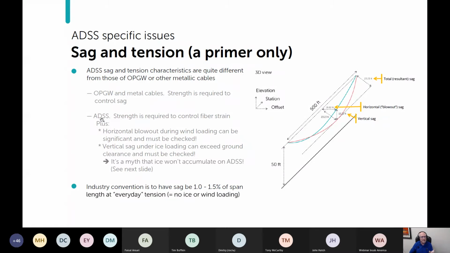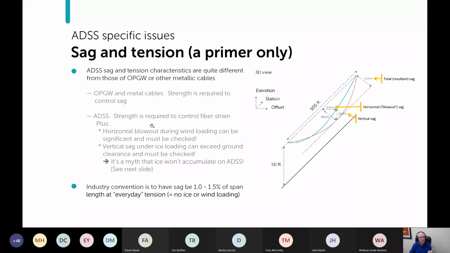And ADSS is much lighter, but it's plastic, so it's stretchy. And because it's stretchy, under wind loading you have horizontal blowout, and that has to be checked. And during ice loading, you can have a substantial increase in vertical sag, and so you've got to be concerned about that. And because the cable stretches much more relative to a metal cable, you have to be concerned about your fiber strain, and you end up using strength to control fiber strain.